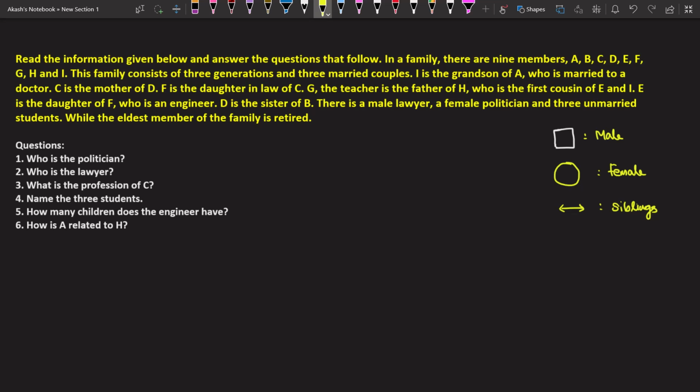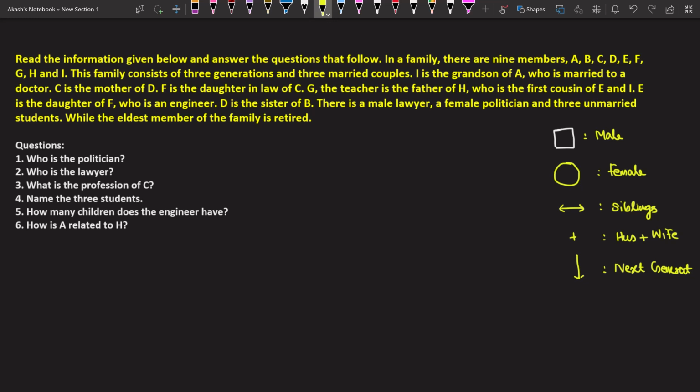The couples, the husband and the wife, are connected by using a plus sign. Then from one generation to the next generation is represented by using a down-headed arrow.